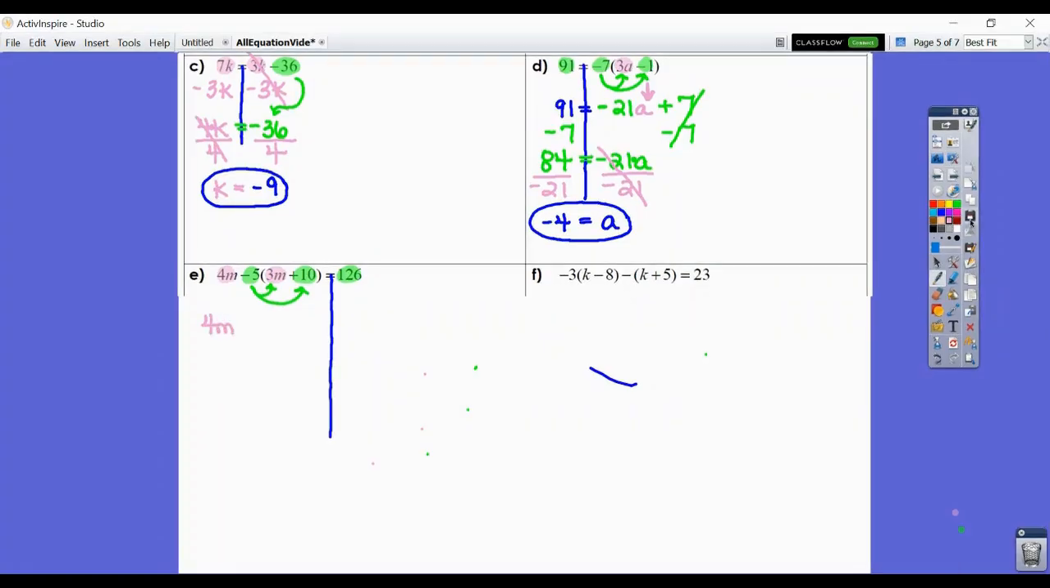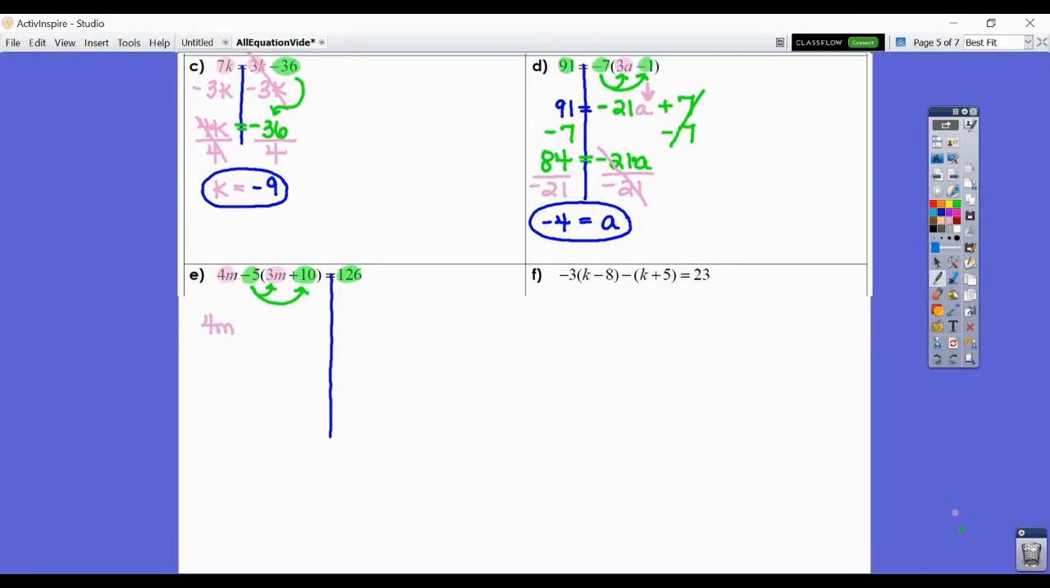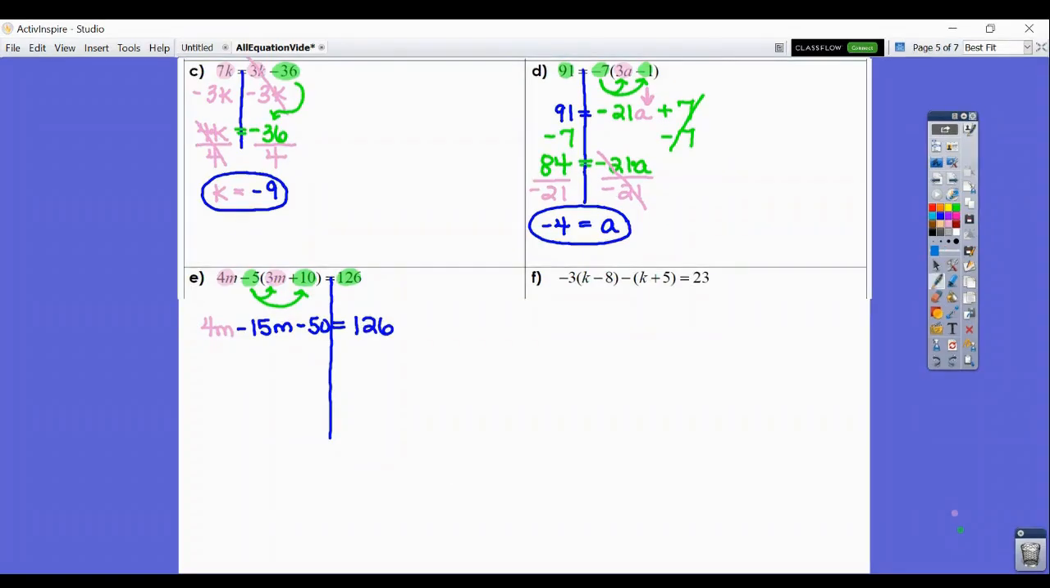Then keep and multiply negative 5 times 3m, which would multiply negative 5 times 3 to be negative 15. And don't forget that you had an m with it as well. Then we'll multiply negative 5 times 10, which will come out to be negative 50. Leave the 126 over here on the right side alone because we did not do anything with the 126 there.